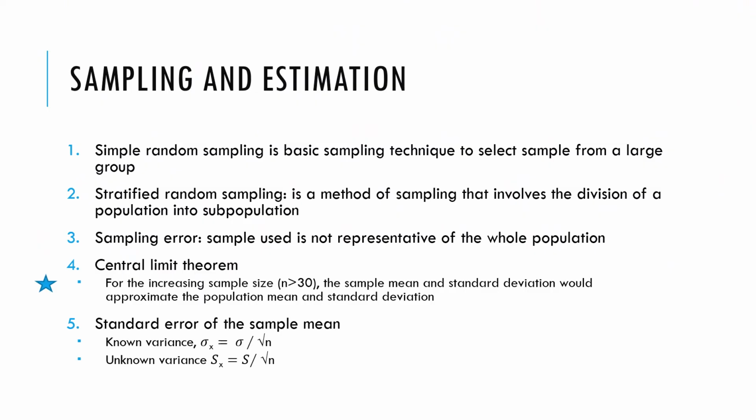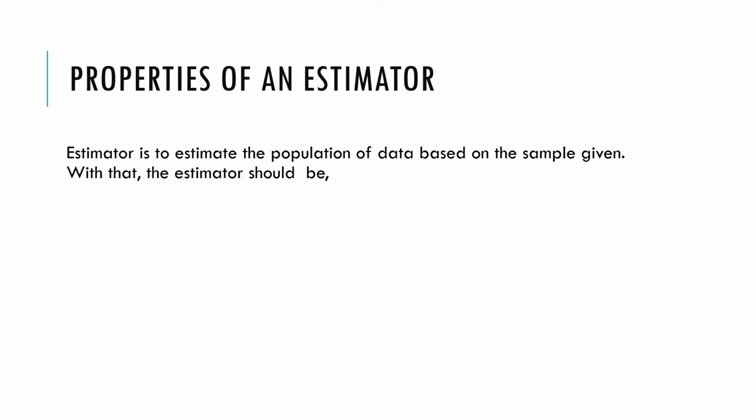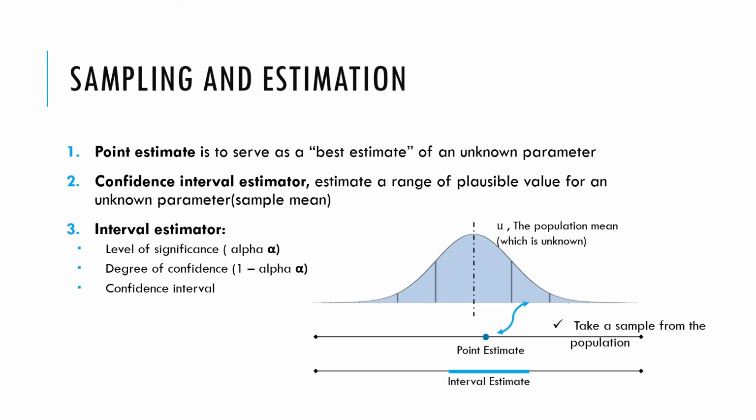In this slide, it is important to remember the definition of the central limit theorem, which indicates the sample would approximate the population as the sample size increases. An estimator is to estimate the population of data based on the sample given. As we estimate from the sample, the point estimate explains the mean of the population, and the confidence interval explains the range of plausible values.